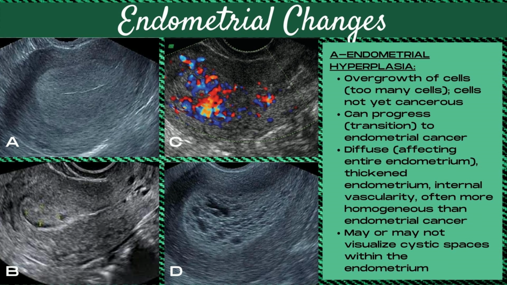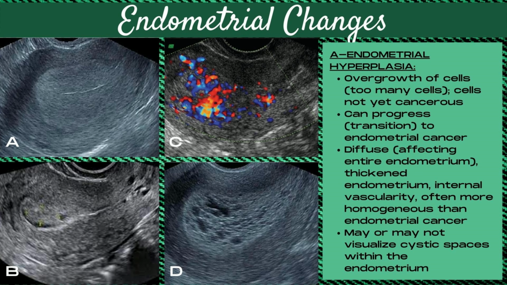Let's talk about some of the conditions that can cause a thickened, abnormal appearing endometrium. The first one is endometrial hyperplasia. This is an overgrowth of cells, meaning too many cells, but the cells are not yet cancerous. And they may or may not have atypia. Atypia means the cells are abnormal, but not yet cancerous. And this can progress or transition into endometrial cancer.